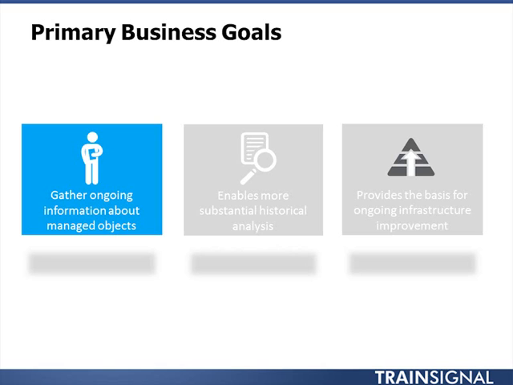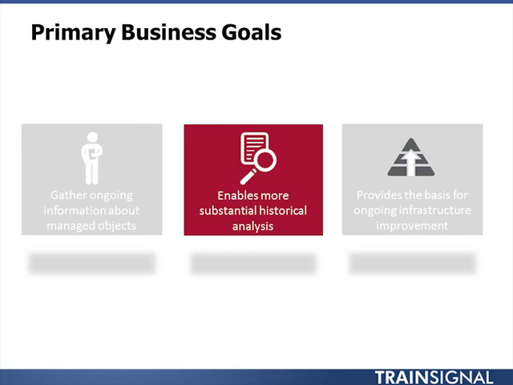When it comes to rules, they have some pretty significant business goals. One is to gather ongoing information about managed objects. And from a planning perspective, that can be invaluable to a CIO. This enables a more substantial historical analysis of the overall computing environment. Now, you remember your operations database is limited to just a certain number of days of information, and that's not going to give you good long-term trending information about the environment. With a rule, you can start to get that sort of information.